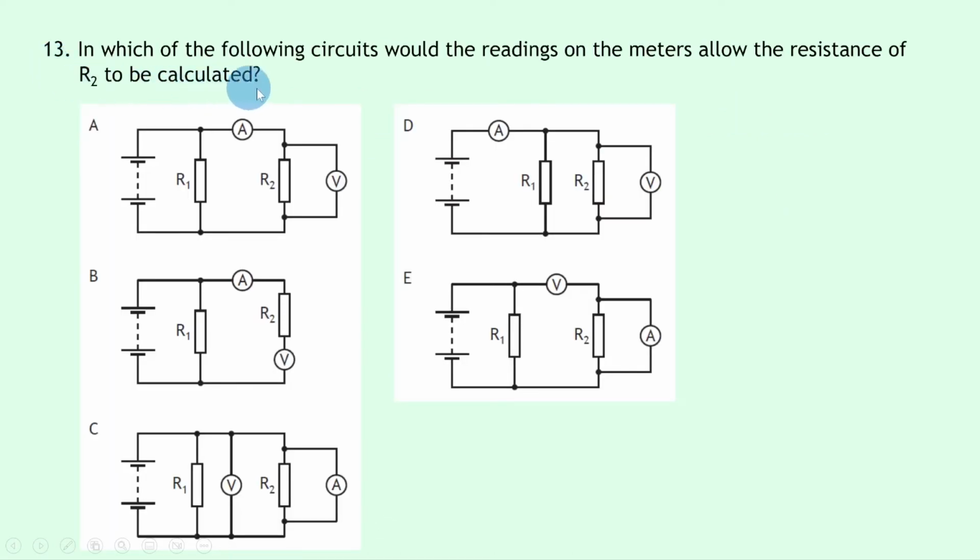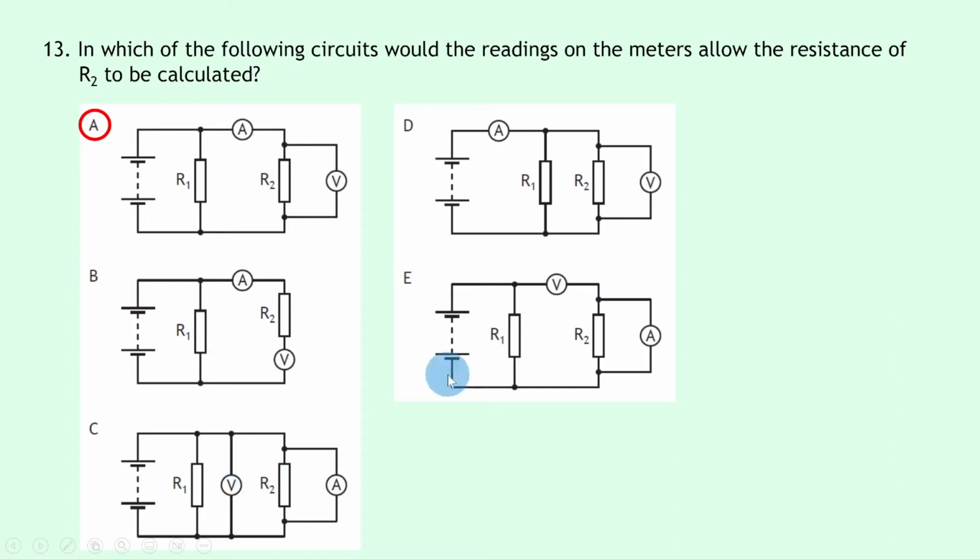Question 13 says, in which of the following circuits would the readings on the meters allow the resistance of R2 to be calculated? Well, to find the resistance of resistor R2, we need to know the voltage across R2 and also the current flowing through the resistor, so that we could use V equals IR and rearrange for R to find the resistance. So if you look at the first circuit, we've got an ammeter which is in series with the resistor R2 and a voltmeter across it. So A here would actually allow us to calculate the resistance of resistor R2. So that is going to be our answer.